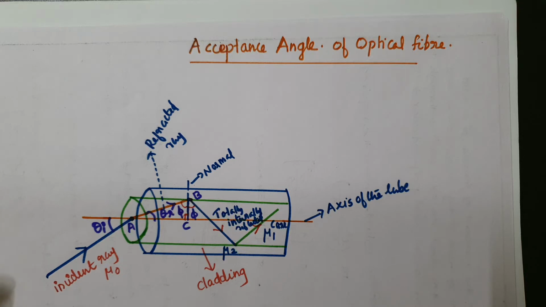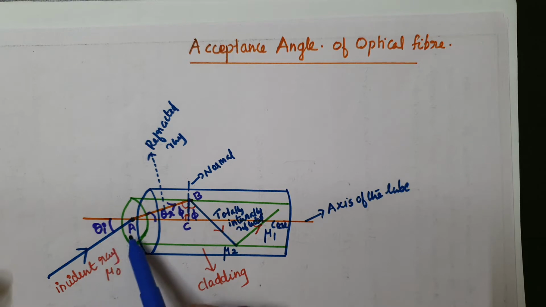Acceptance angle of optical fiber. Consider a step index optical fiber into which a light is incident at one end at an angle of incidence theta I.